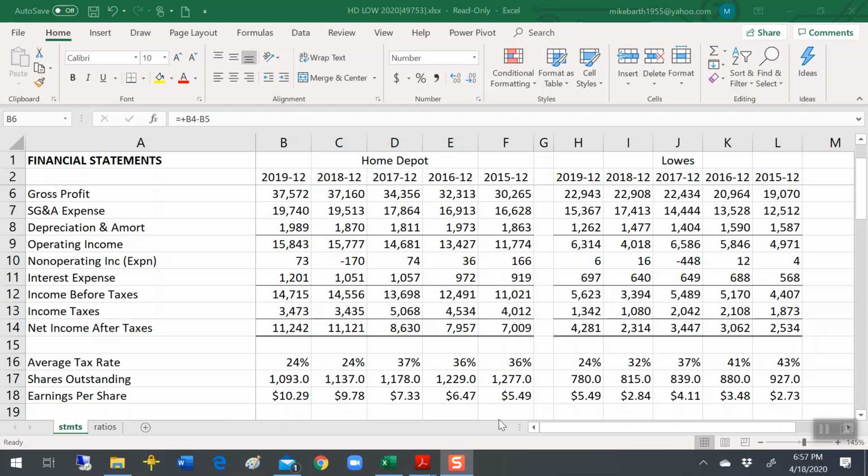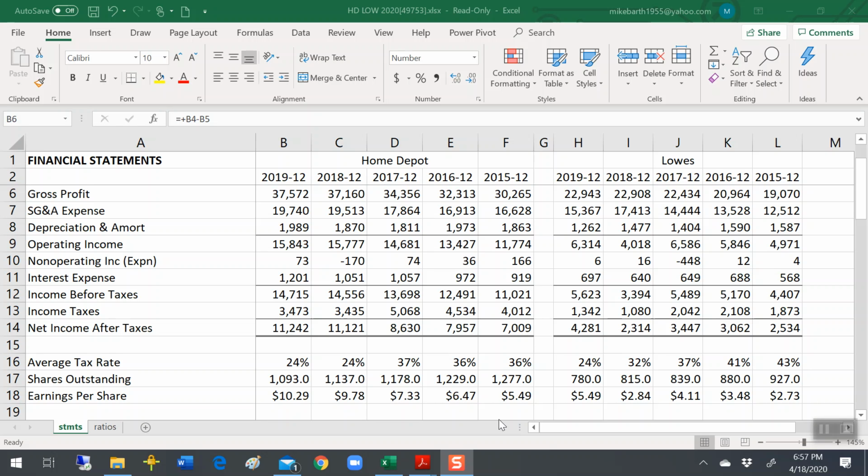One of the questions I got asked multiple times in last week's discussion boards was, why in the world are they reporting shares outstanding on an income statement? What do the number of shares have to do with the income statement? The answer is nothing, absolutely nothing.